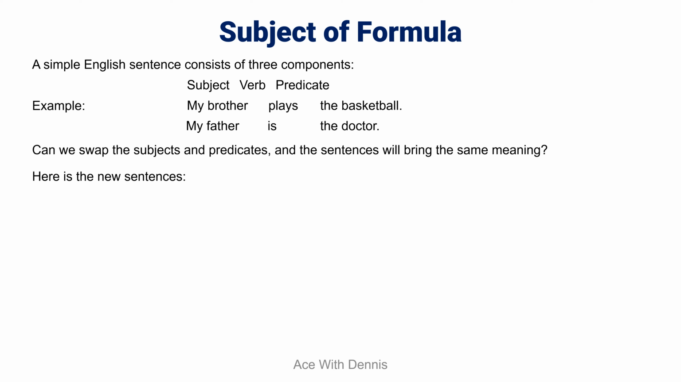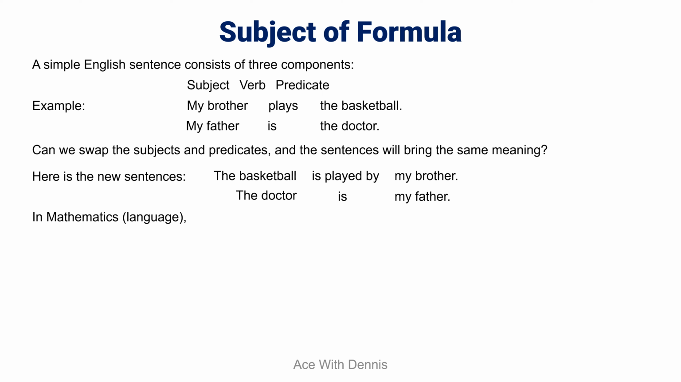Here are the new sentences. The basketball is played by my brother. The doctor is my father. So the basketball and the doctor now become the subject. Is played by and is are the verb, and my brother and my father are the predicates. Alright, so we are not actually learning English here.